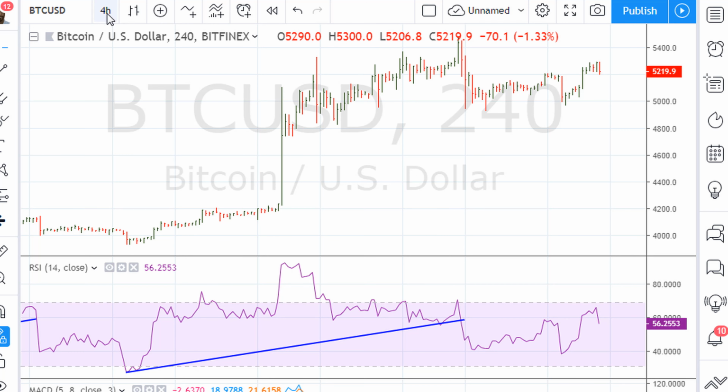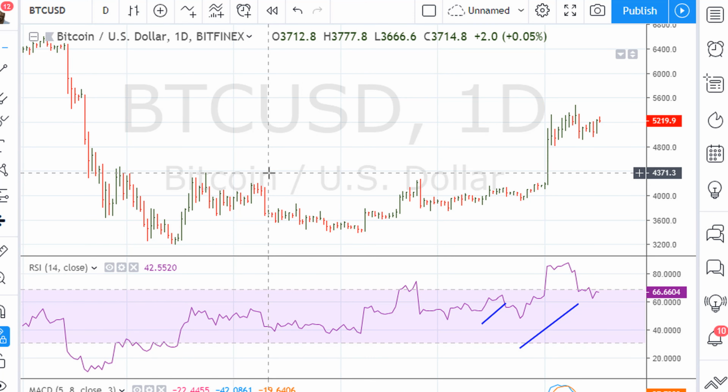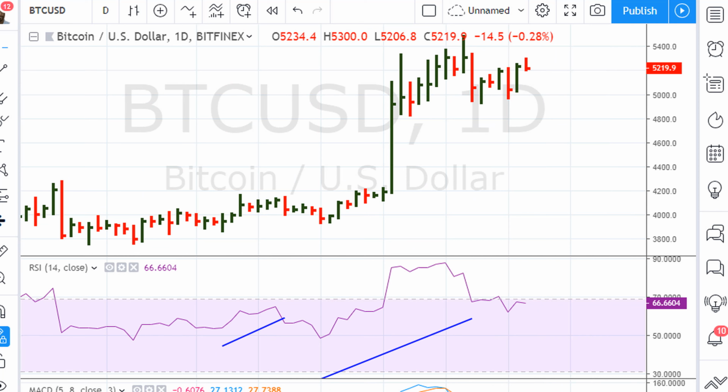And one thing also that I notice here is on the daily, again, a follow-up on a previous recent video I did on Bitcoin. On the daily, based on how things are shaping up right now, it looks like around the RSI level of 69.1 there is some type of rejection.